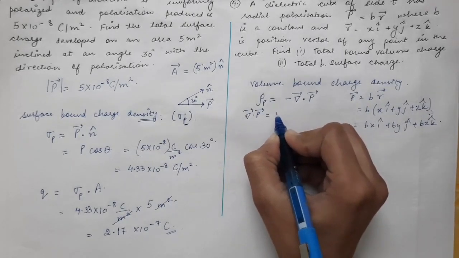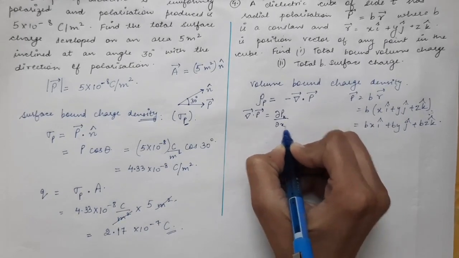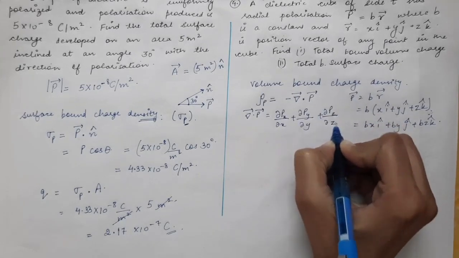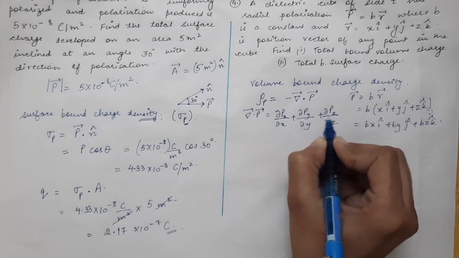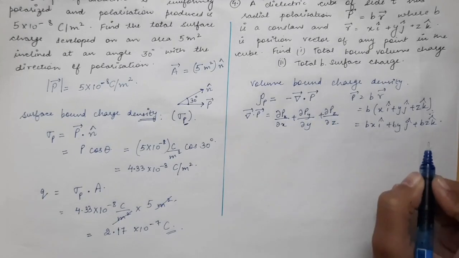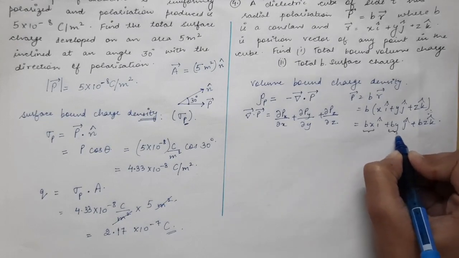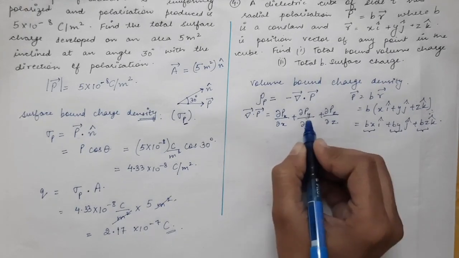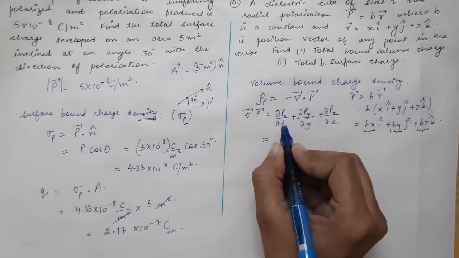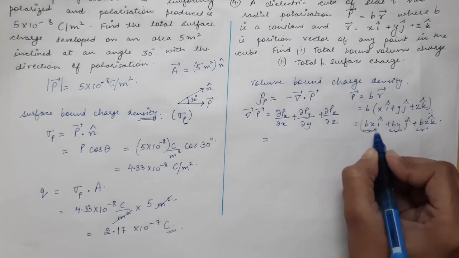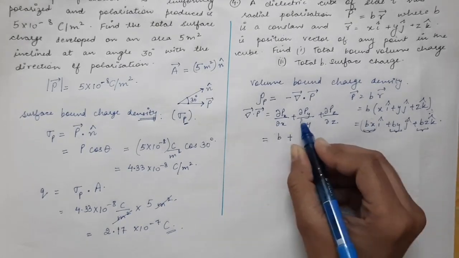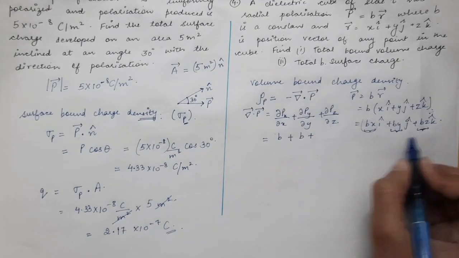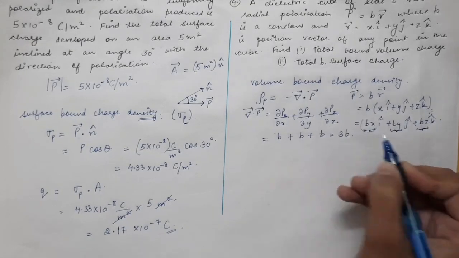So what is the formula of divergence? It is del Px by del x plus del Py by del y plus del Pz by del z. Px, Py, Pz are the x, y and z components of the polarization vector respectively. So Px is b into x, Py is b into y, Pz is b into z. So we have to do its partial derivative according to this formula. Del Px by del x will be equal to small b. Then del Py by del y will again be equal to small b, and similarly del Pz by del z will be equal to small b. So it will be thrice of small b.